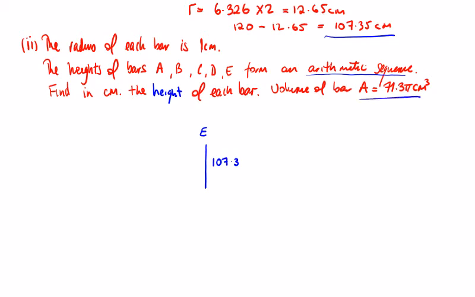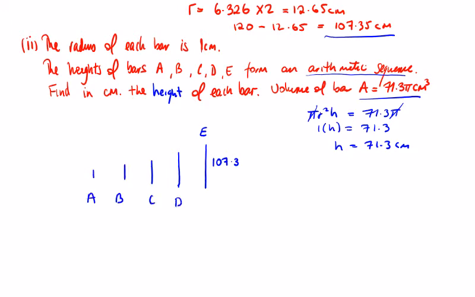Bar A, we have the volume, so pi r squared h is equal to 71.3 pi. Knock off your pi's, r is equal to 1, so 1 times h is 71.3, so the height of bar A is 71.3 centimeters. So we have E, D, C, B and A. See how many jumps there are: 1, 2, 3, 4 jumps. So let's look at the difference. 107.3 minus 71.3 is equal to 36. Divided by the 4 jumps, each jump is going to be 9 centimeters.